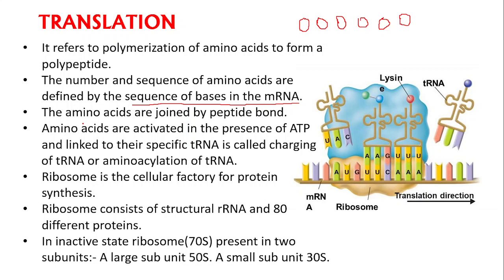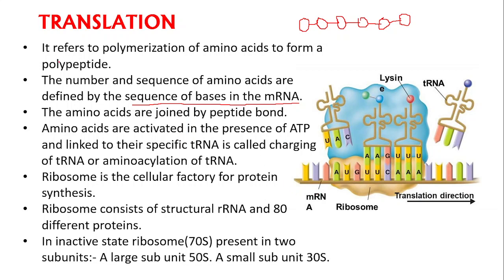Right, and these amino acids are joined by means of peptide bonds. See here, the amino acids are joined by means of what? Peptide bonds, like this, to form an amino acid chain, which is also called the polypeptide chain. Next, how exactly does this process take place, and where does it take place?